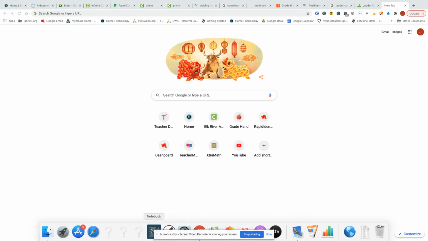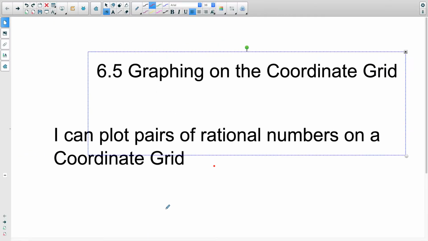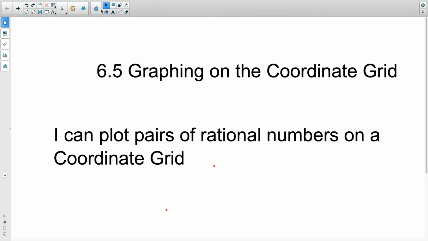Hi everyone, today we're going to be doing lesson 6.5, graphing on a coordinate plane. The I can statement today, or your objective, is to be able to plot pairs of rational numbers on a coordinate grid. Notice I use the word coordinate plane, coordinate grid. They're pretty interchangeable. You can use either one.